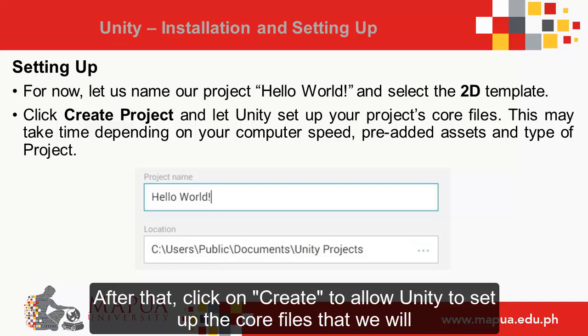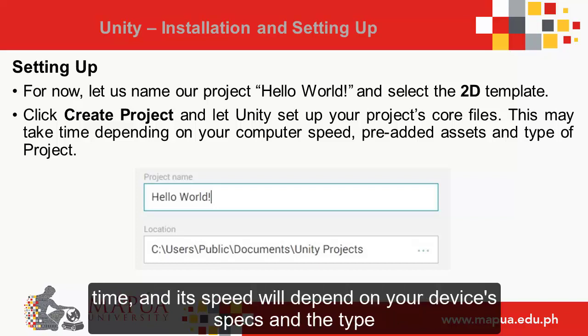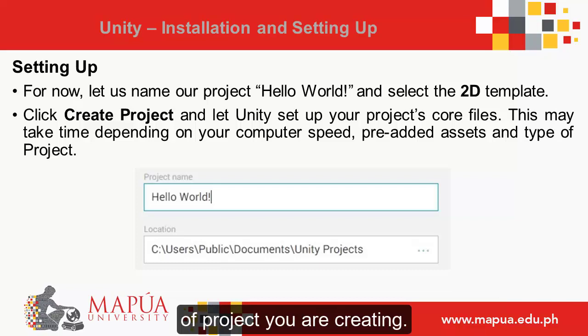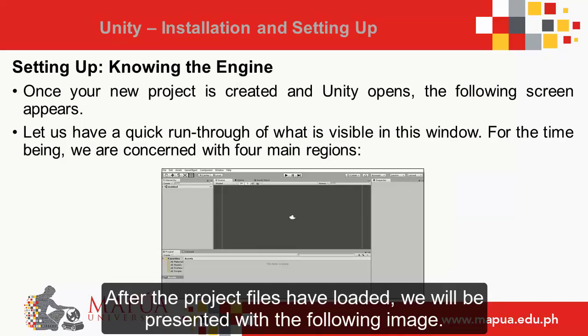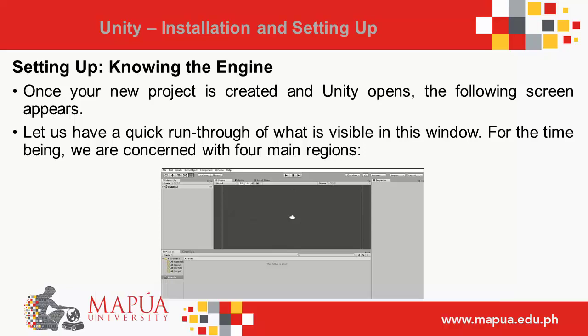After that, click on Create and allow Unity to set up the core files that we will need in every newly created project. Take note that this may take some time, and its speed will depend on your device specs and the type of project you are creating. After the project files have loaded, we will be presented with the following image. This is the Unity editor, and for now, we will be concerned with 4 main regions.